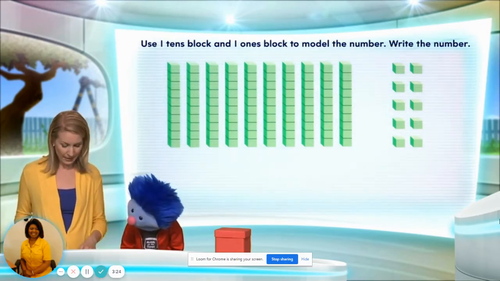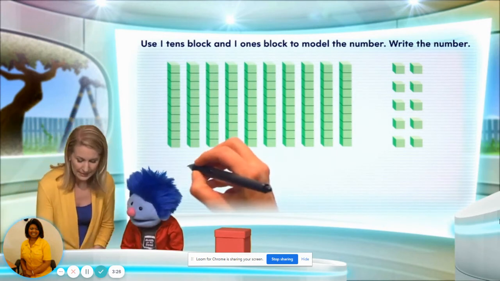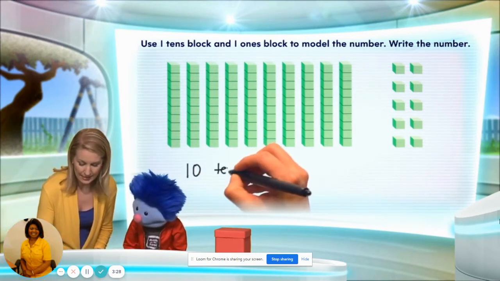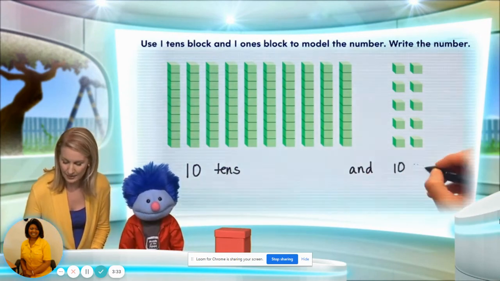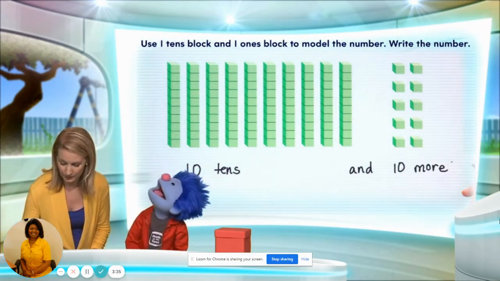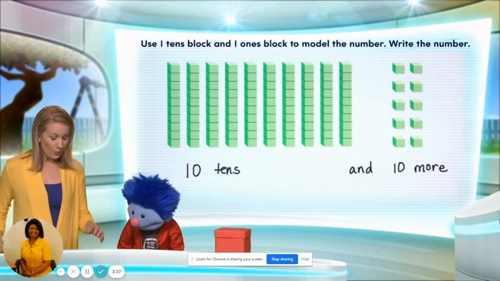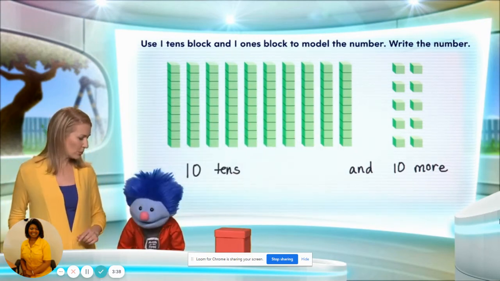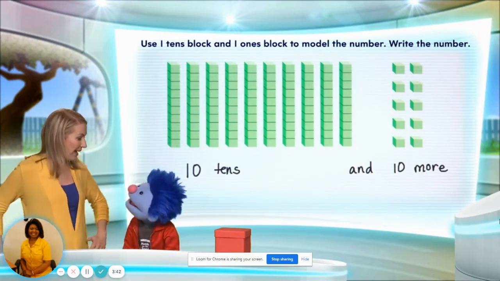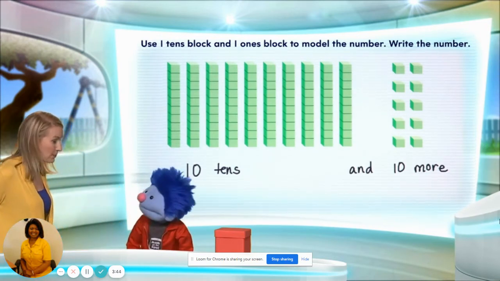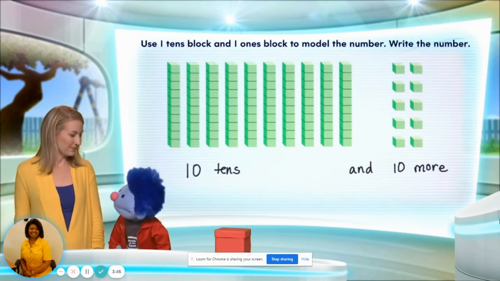Can I write that down? Yeah, that would help. 10 tens and 10 more. Now, what is 10 tens? Do you remember, Joey? 10 tens would be 100.